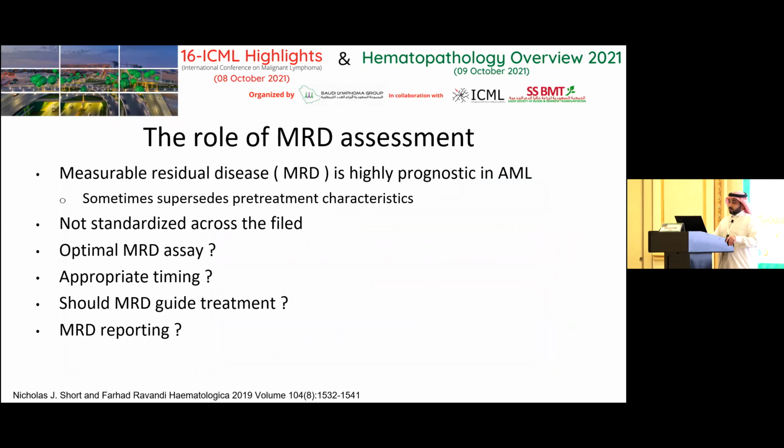So what is the role of the MRD assessment? MRD is highly prognostic in AML, and sometimes it supersedes pre-treatment characteristics. It is not standardized across the field. So which optimal MRD assay can we use? What is the appropriate time? Should MRD guide the treatment? And how are we going to report?